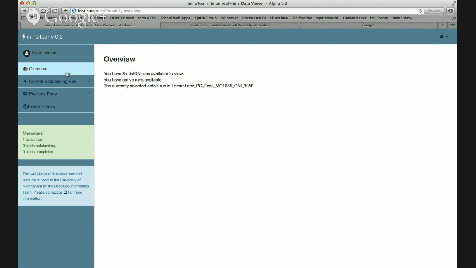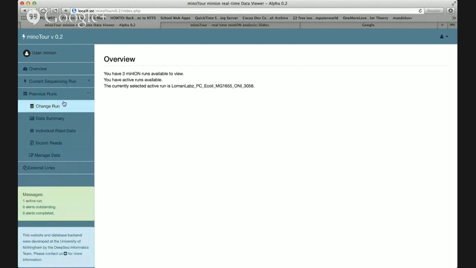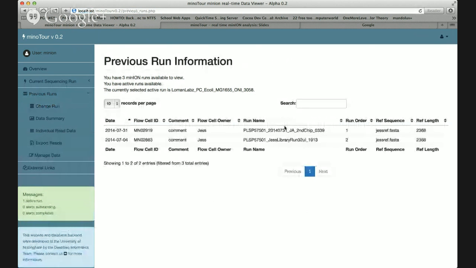I don't know if you can see the mouse on screen or not, but you've got various options here. An overview tells us how many runs are in this database currently. There's 3 runs available. There's a current sequencing run, which is actually us uploading some of that data that Nick has made available. I'm not going to show you that today. You can also look at previous runs, so there are some examples here of previous runs which we're doing.